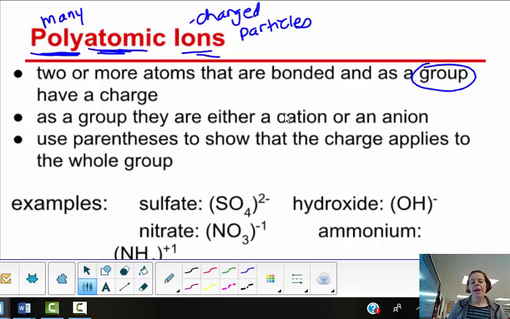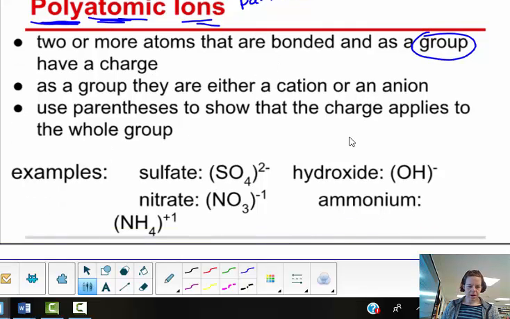Okay, polyatomic ions are always going to stay together as a group. As a group, they're either a cation or an anion. You always want to use parentheses to show that the charge applies to the whole group. So there's some examples right here. There's also examples on the back side of your periodic table.